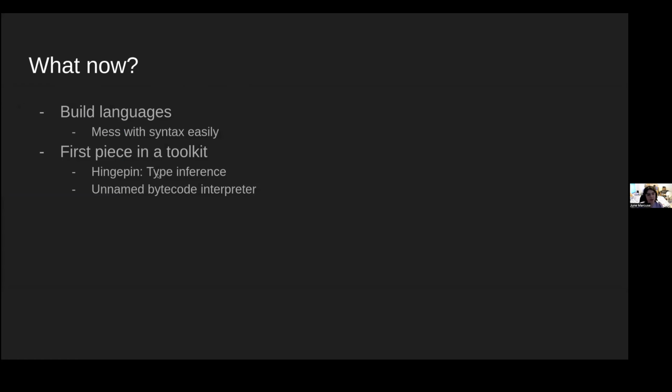And the other two pieces that I'm aiming to build right now are Hingepin, which would be a type inference library, and then I'm going to make a bytecode interpreter library. But my goal with Untwine is really, I want to be able to mess with syntax and iterate on it very, very quickly without a lot of risk. And Untwine makes it very easy to do that and to still get good parsers out of it.